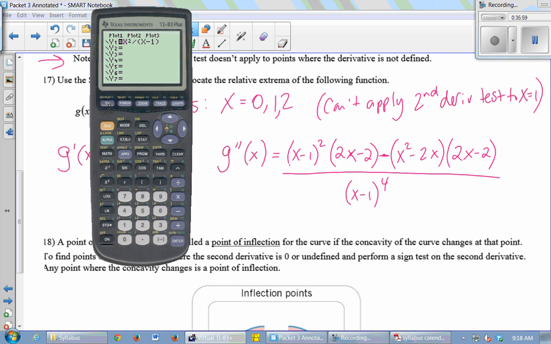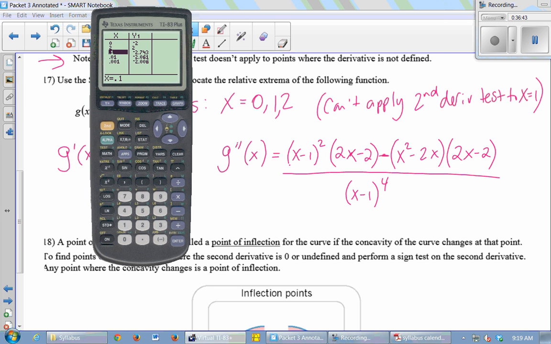So I'm going to go to y equals x minus 1 squared times 2x minus 2, minus x squared minus 2x times 2x minus 2, divided by x minus 1 to the 4th. And I'm just going to go to my table. I'm going to put in a 0 and a 2. And at 0, the second derivative is negative. And at 2, the second derivative is positive.